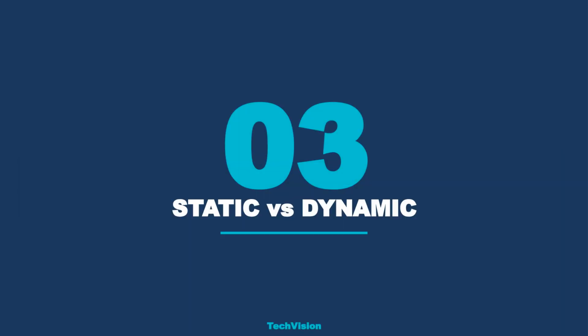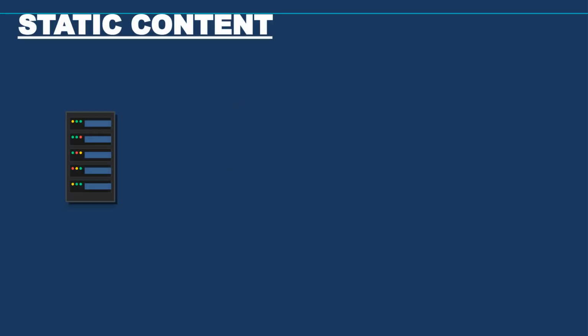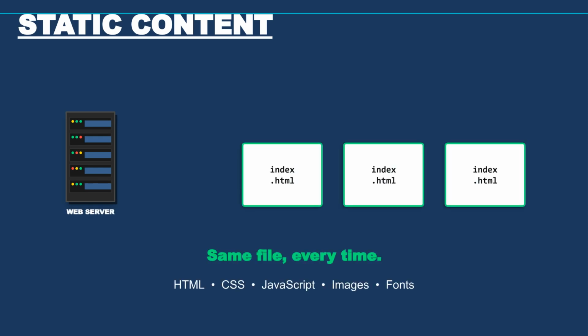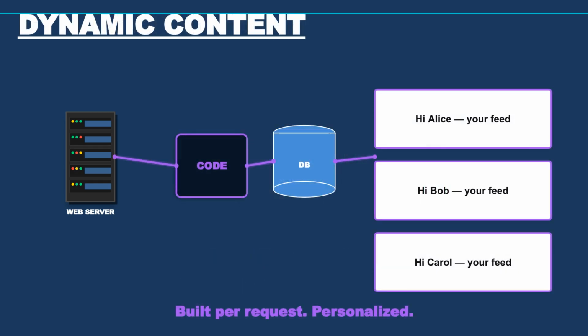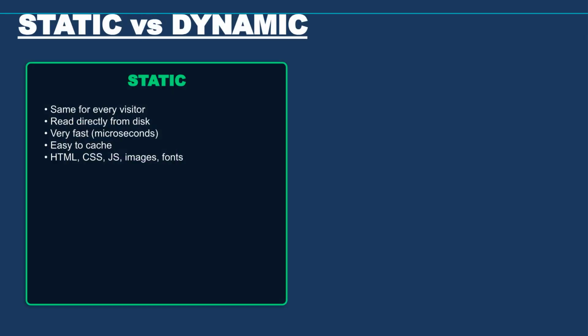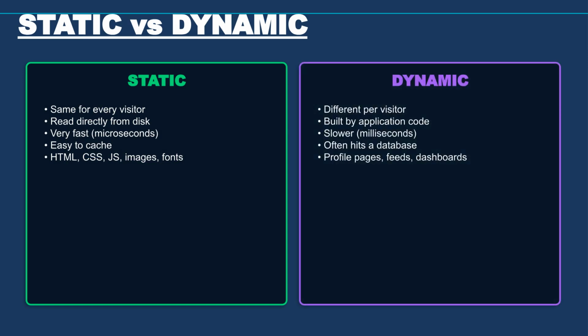Let's dive deeper into a core concept: the difference between static and dynamic content. Static content is the same for every visitor and doesn't change based on who is asking. It includes files like HTML, CSS, JavaScript, and images. Dynamic content is personalized and built per request. It often requires application code to query a database before generating the final, unique response, like a user's feed or dashboard. Static content is fast, read directly from disk, and easy to cache. Dynamic content is slower, built by application code, often requires a database, and is specific to each visitor.